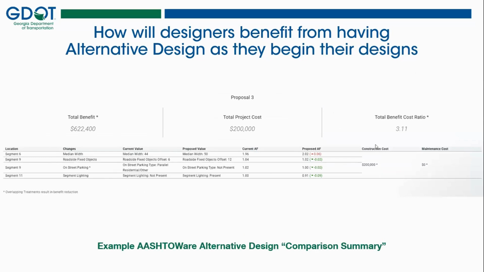And here's a summary. It's a different data set than the previous slide. This is not necessarily real world costs and benefits, but this is for a proposal 3. And then you can see on here that we've made changes to the median width in segment 6 or the lighting in segment 11. And then we can see how each of these individual changes can affect our CMF or CRF. And then we can also look at what's the benefit cost for this specific alternative.